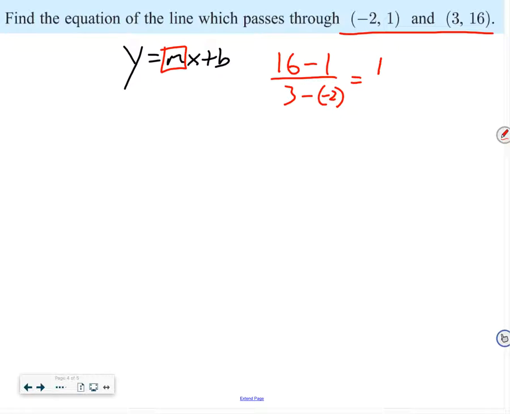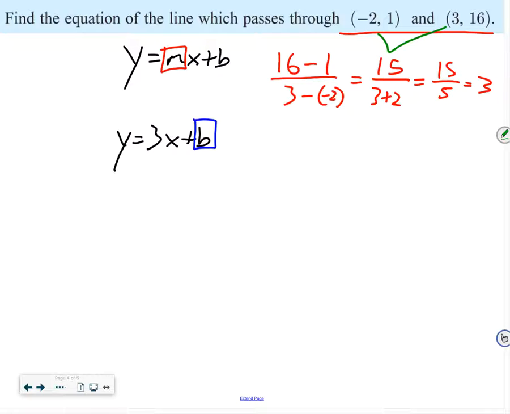16 minus 1 is 15, divided by 3 plus 2, which is 5. So I have 15 divided by 5, which ends up being 3. So I now have y equals 3x plus b. I need to figure out what my b value is, but I have an x and y value over here. It doesn't matter which point I picked. They both will give me the same b value.